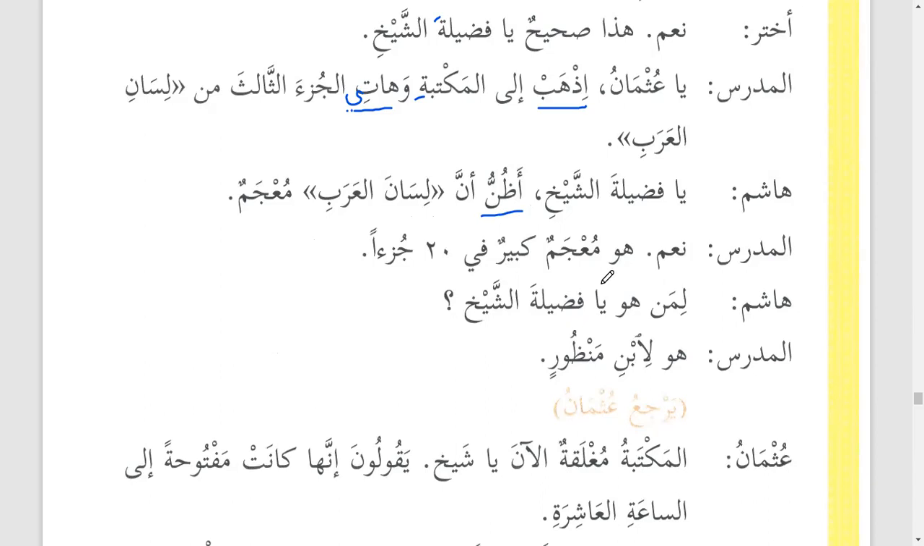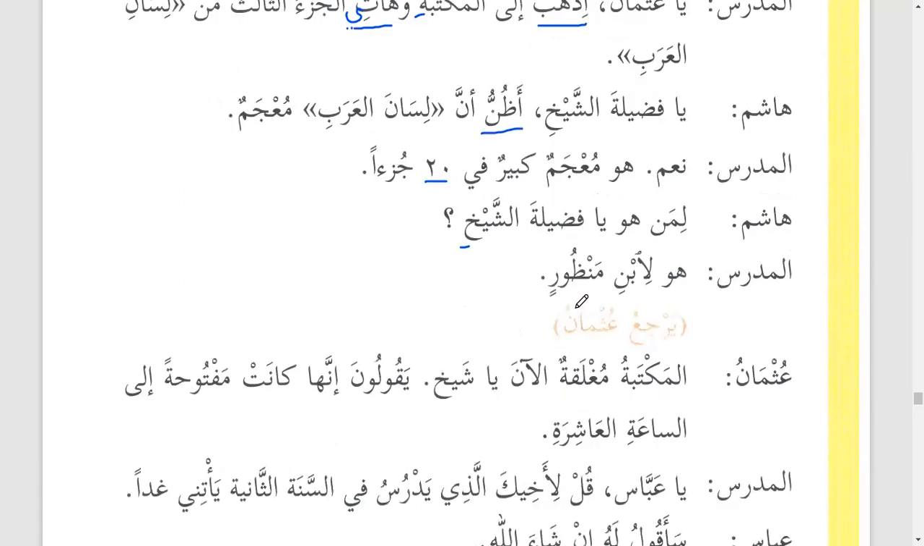The teacher: Yes, it is a big dictionary in 20 parts. In 20, right? Yes, it is a big dictionary with 20 volumes, or 20 parts. So here we will translate as 20 volumes. Who is the author, O honorable Sheikh? Okay, liman huwa, how will I translate it? Who is the author of it, O honorable or respected Sheikh? The author is Ibn Manzur.